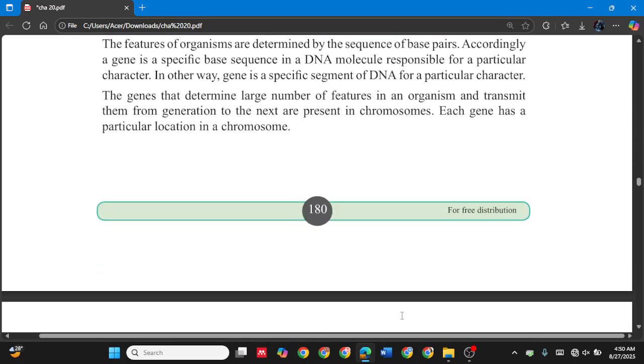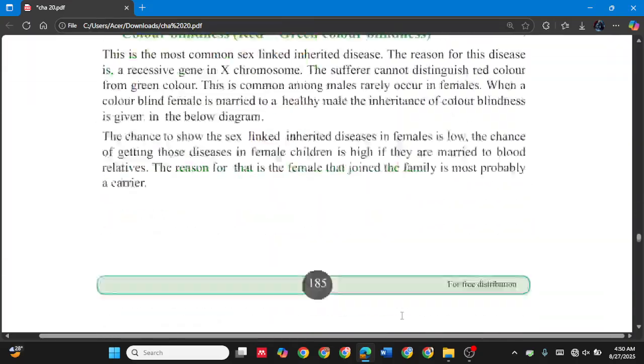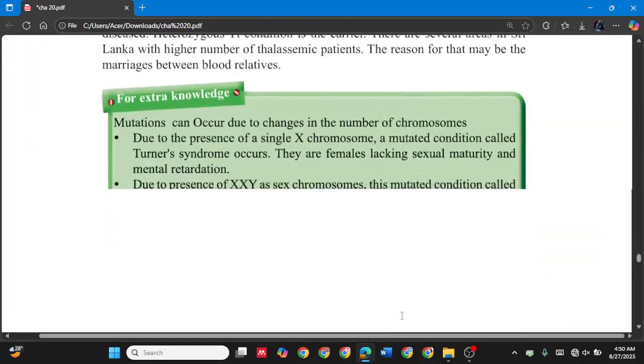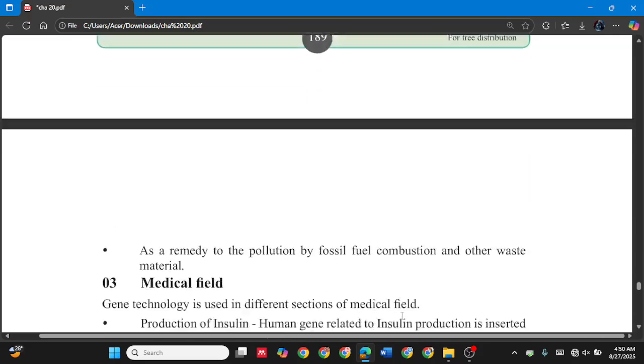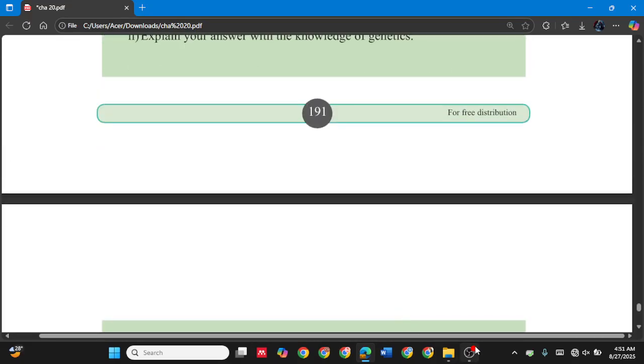Nature of genetic materials and genes, we have this one then. I'm going to teach you it in the next part. So I'm going to stop here with this part. Okay, thank you.